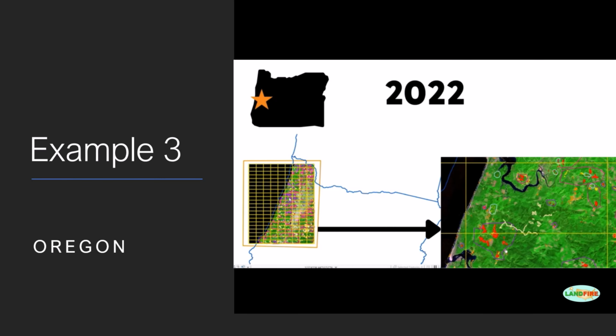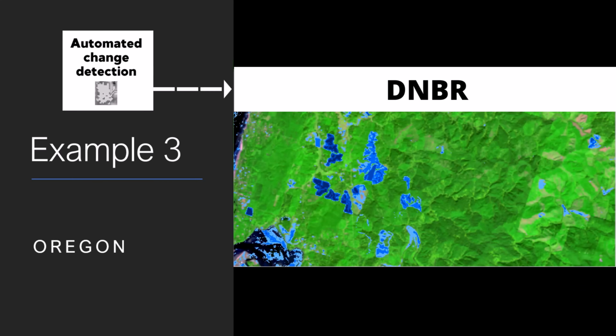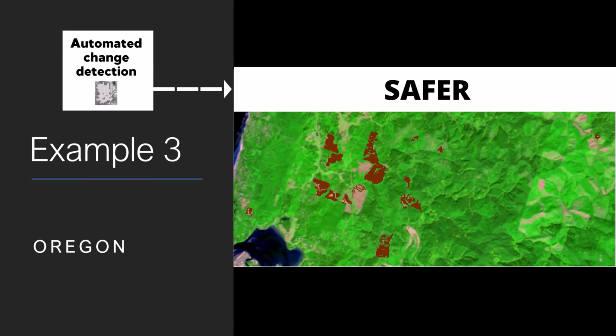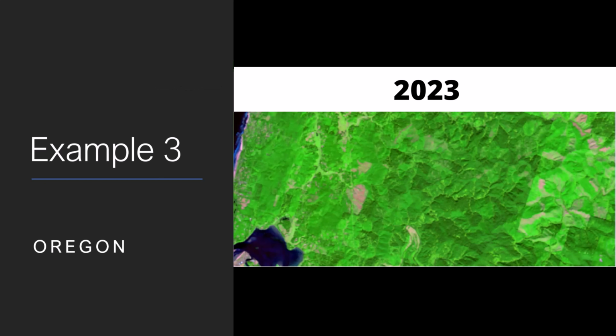In the third example, we'll zoom over to Oregon, where we can get an idea of what a typical Western disturbance looks like. We can see from the blue dNBR data, the brown SAFER data, and the red, orange, and yellow MICA data that something occurred here. Toggling between 2022 and 2023 imagery confirms what the change products detected.